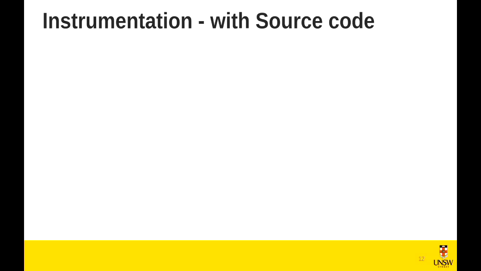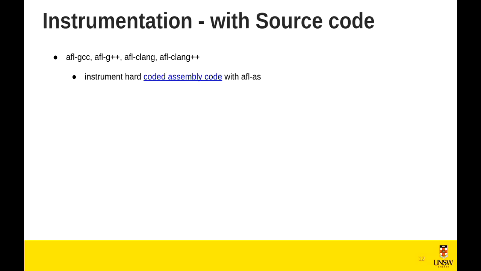So for instrumentation, if we have source code, we can use these few tools. These are the compilers. If you compile the AFL project, you can get these few compilers. GCC and Clang are for compiling C code. G++ and Clang++ are actually used for compiling C++ code. And if we use them, AFL will instrument the target program with hard-coded assembly code using the utility called afl-as.